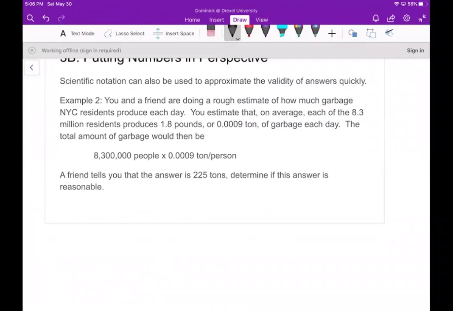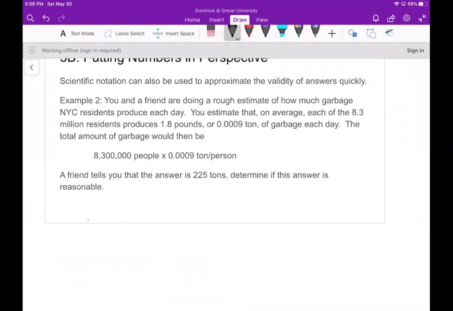So you estimate that on average, each of the 8.3 million residents produces about 1.8 pounds or 0.0009 tons of garbage each day. So then the total amount of garbage would be these two things multiplied together, right? So a friend tells you that 225 tons is the answer, right? Now we're going to determine if this answer is reasonable using scientific notation.